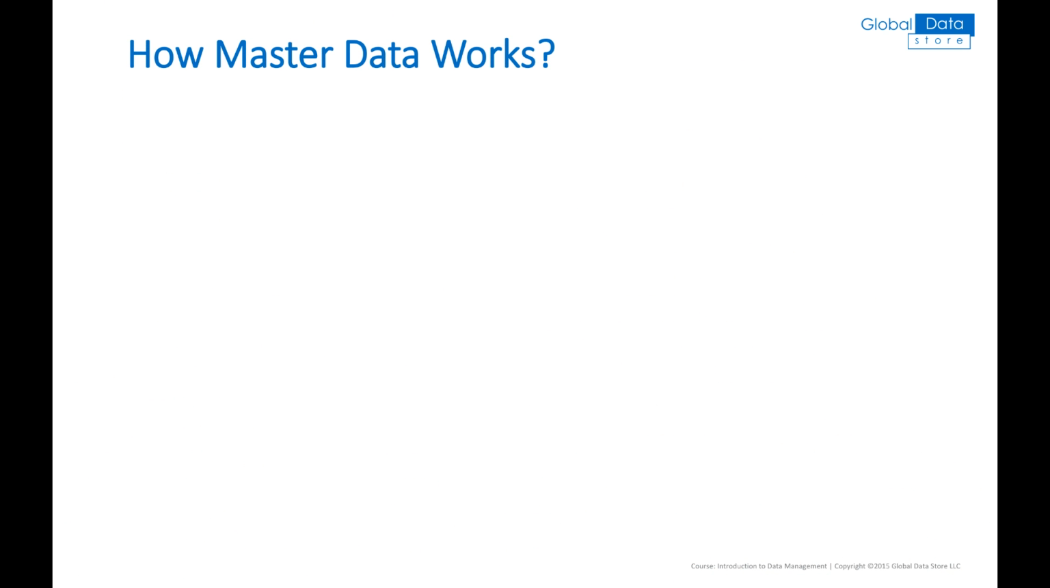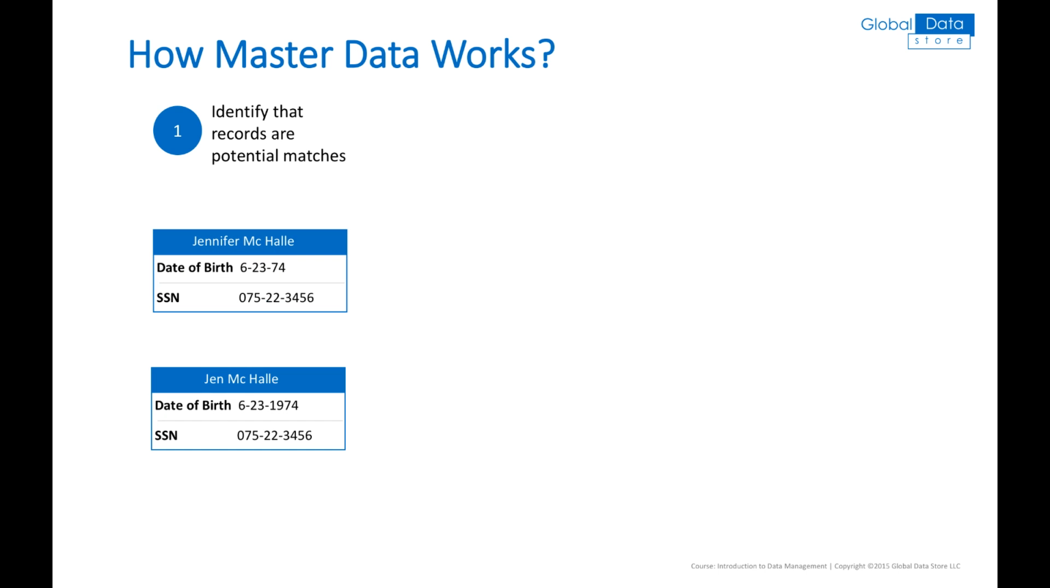It's time for an example to see how master data really works. On the screen we have two employee records sourced from two different applications. Although it looks like that both records refer to the same person, some attributes, like name or date of birth, are represented on different way. For instance, one data record contains name Jennifer McCall, and other data record contains name Jen McCall. The date format is different in date of birth attribute, but the value is the same. In addition, both records have the same social security number, which indicates that both records refer to the same person.